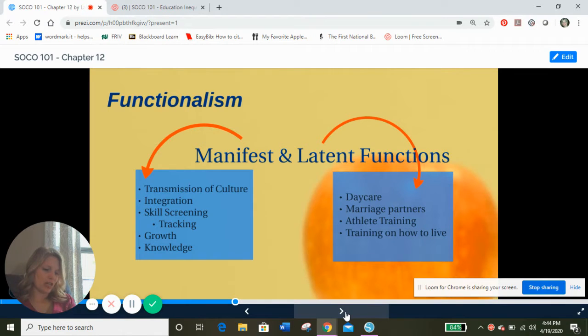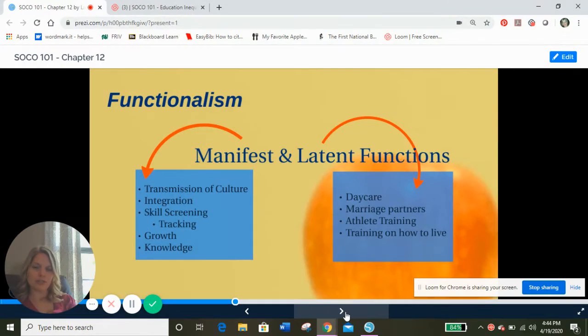But in sociology, it would also look at the functions. What are the functions of education? There are manifest functions and there are latent functions. Remember, manifest functions are functions that are intended or planned. These are the things that we knew that the education system would do, and this was the purpose of it.